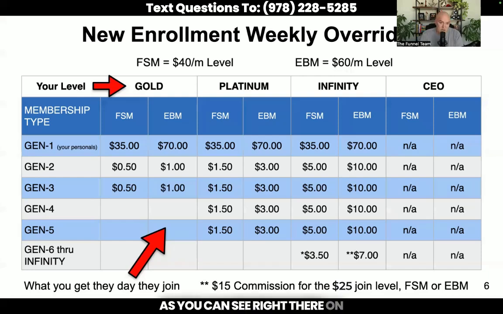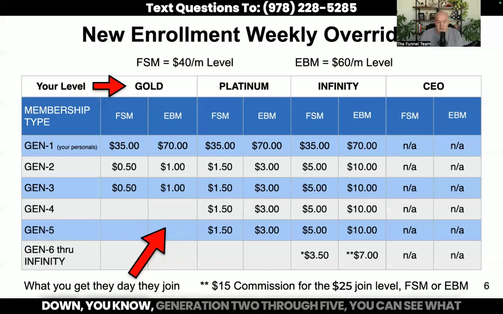As you can see right there on your generation one, your first levels, those are the people that you personally sponsor. You're going to get either $15, $35, or $70. And that's pretty much straight across the board, whatever your rank is. Now, as your team starts to grow and starts to cascade down, generation 2 through 5, you can see what you get depending on the rank that you're at.